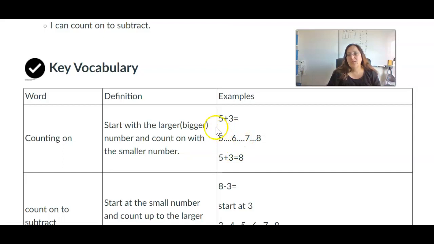For example, if you have 5 plus 3 equals, you would start with, which one's the bigger number? That's right, 5. You would start with 5. And then we would add up 3 times. 1, 2, 3. So we would say 5, and we can use our fingers for this and put 3 out. 5, 6, 7, 8. And we would have 5 plus 3 equals 8.